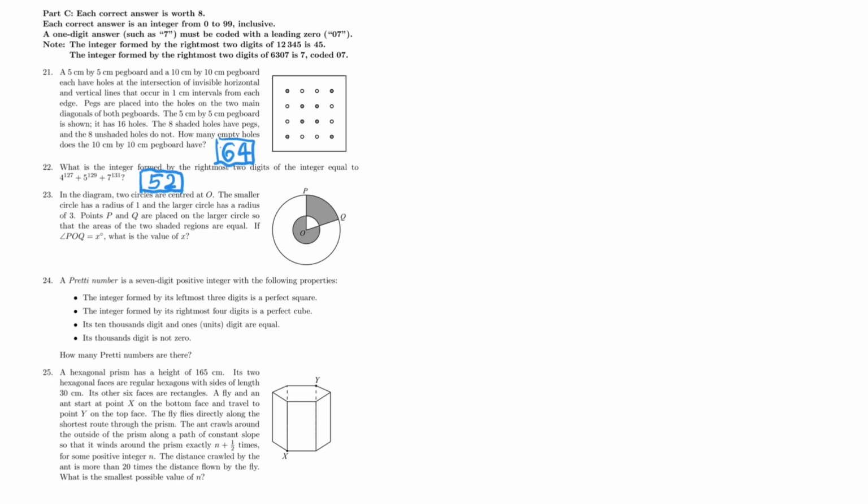Number 23. In the diagram, two circles are centered at O. The smaller circle has a radius of 1, and the larger circle has a radius of 3. Points P and Q are placed on the larger circle so that the areas of the two shaded regions are equal. If angle POQ equals x, what is the value of x?